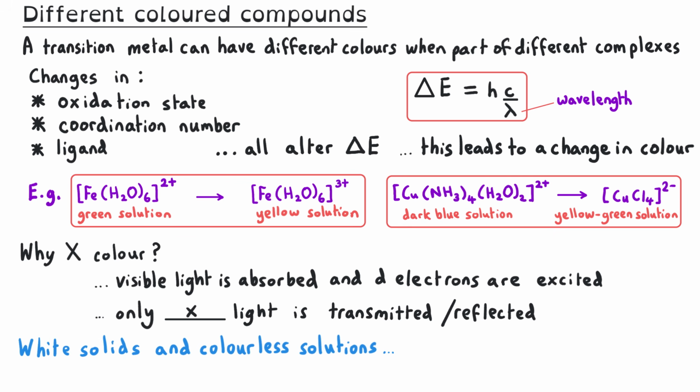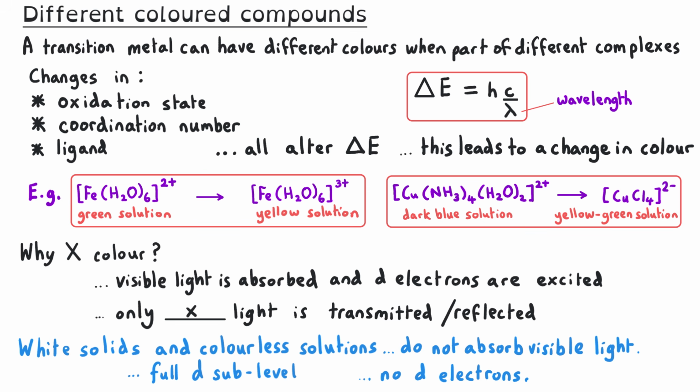You could also be asked why a particular metal compound appears to be a white solid or a colourless solution. And so you would need to say that this is because they have a full d sublevel, or they have no d electrons at all, and so that means that they cannot absorb visible light. And so that's why they appear to be white or colourless, because all of the light is transmitted or reflected.